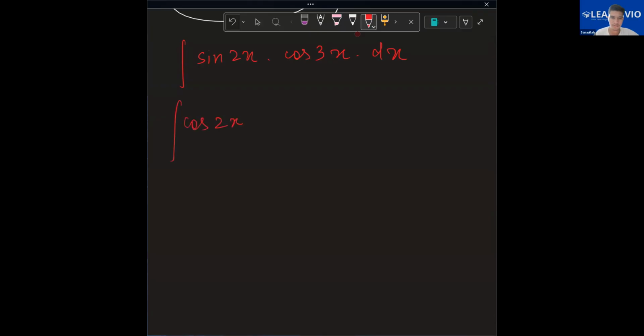Now, how about this? Integral of cos of 2x, cos of 4x, and cos of 6x dx. You have three terms: cos of 2x, cos of 4x, and cos of 6x. Same वैसे ही करना है, but you have three, so you have to make a pair, then solve that. उसके बाद solve करना है.